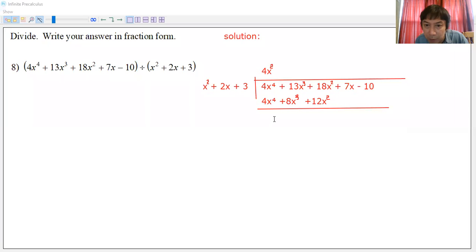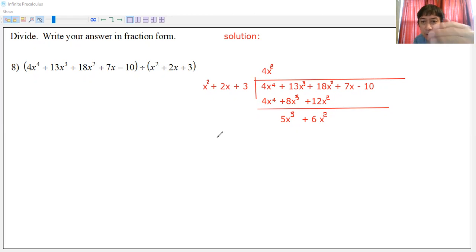So this will be a 5x cubed, 5x raised to 3. And then 18 minus 12, that's a 6x squared. So we have a plus 6x squared. I will just write the cube and squared. This is cube and this is squared. After which we're done with the subtraction.